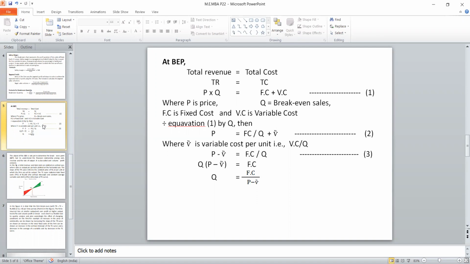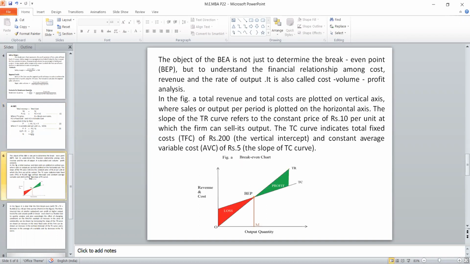This is the formula we can easily derive from managerial economics or profit planning technique. This is the arithmetic method of deriving the formula. Now let us move to the graphical method. So what we are doing, just measure the output on the horizontal axis, and revenue and cost on the vertical axis.